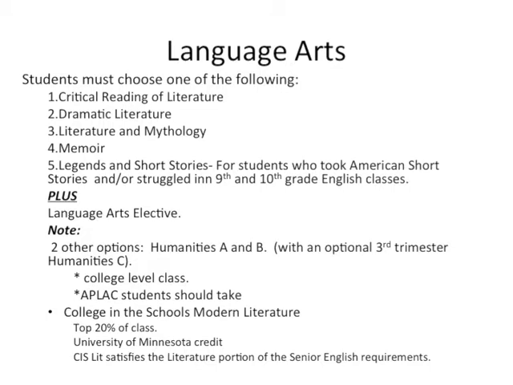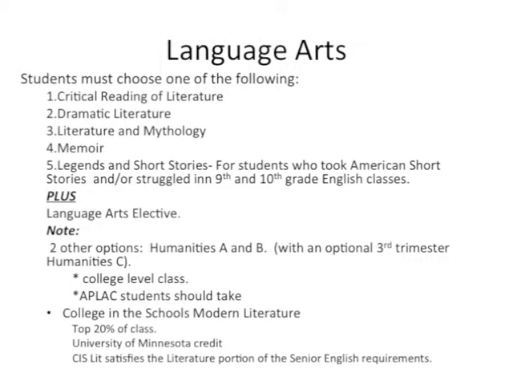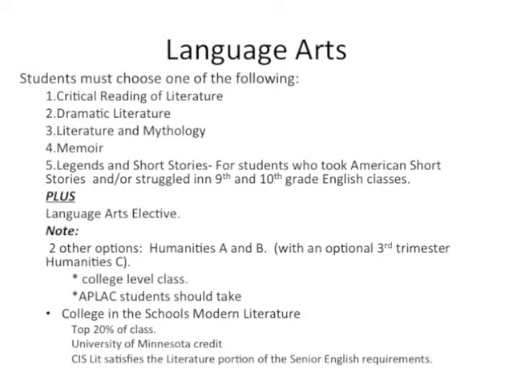And it really starts with language arts. Language arts is one of those difficult areas that is more difficult for a senior. So I'll go into a little bit more description of that. Students must choose one of the following 5 classes: critical reading of literature, dramatic lit, literature and mythology, memoir, or legends and short stories. Now there's a couple of things to keep in mind. If a student took American short stories in their junior year, they should be taking legends and short stories. That kind of follows suit. If they take themes in American Lit as their literature requirement, then they should take literature and mythology.